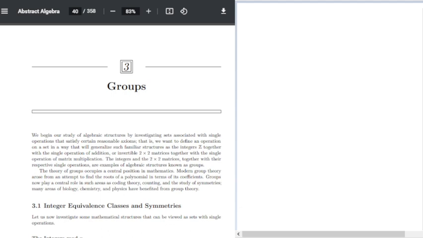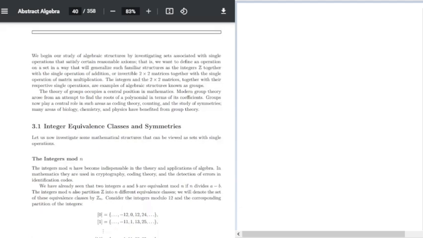Chapter 3, Groups. We begin our study of algebraic structures by investigating sets associated with single operations that satisfy certain reasonable axioms. Note here, in this case, axioms is not like a thing we a priori suppose to exist, like a set theoretic axiom. It literally just means a property that describes what we're studying. So axioms basically weed out things that don't have that property.